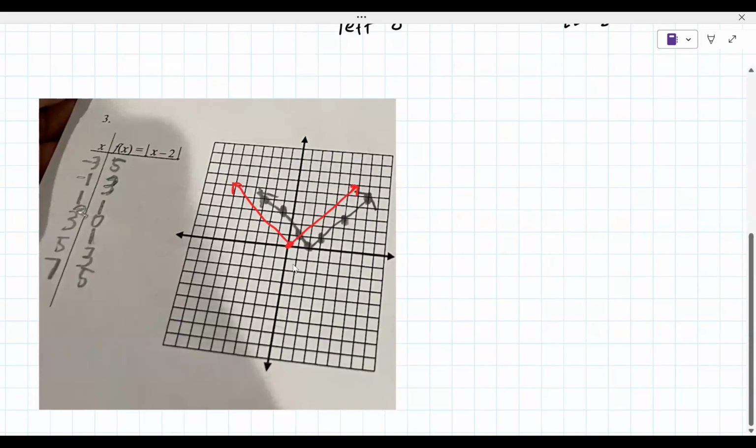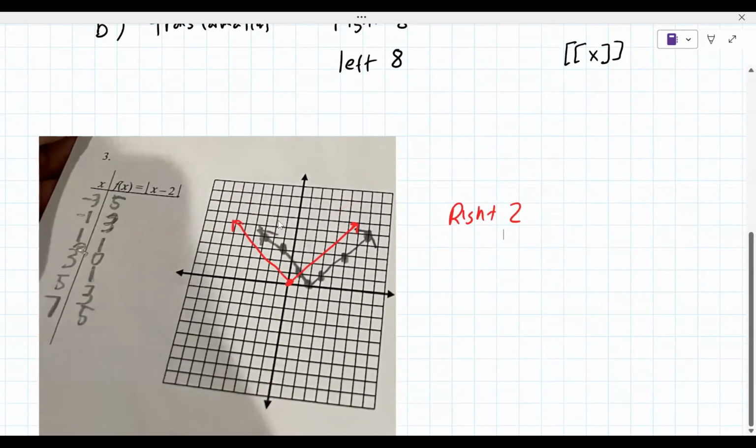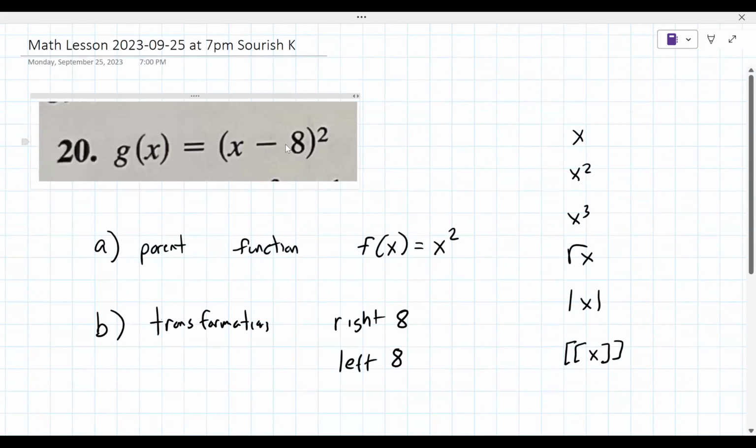Okay, that's possible, but you've got the graph here. The graph looks like it's to the right. So the minus in here means you're going right 2. Okay, so back to your problem. Minus 8. Are you going right 8 or left 8? Right. Okay, you're going right 8. So that's the transformation. That's the only one to write down for part B.